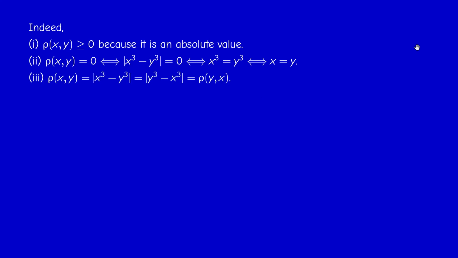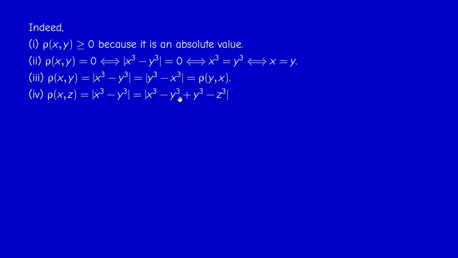And it's symmetric trivially because it's an absolute value. So the absolute value of x cubed minus y cubed is the same as the absolute value of y cubed minus x cubed. And the triangle inequality is also trivial because we have what we call the triangle inequality for the absolute value. We can write x cubed minus z cubed, sorry, this is z cubed here. X cubed minus z cubed, which is the distance between x and z, rho of xz.